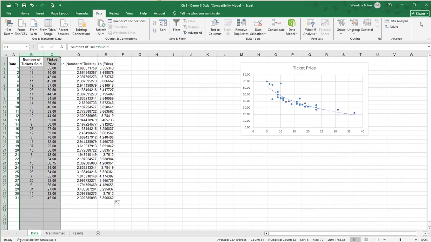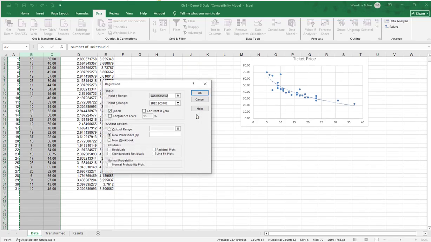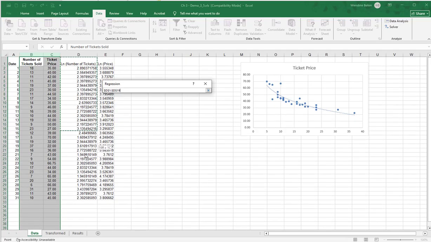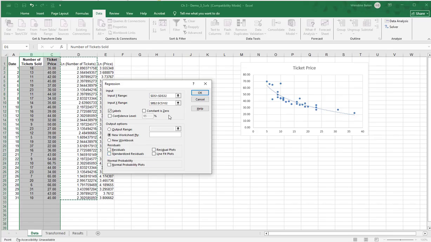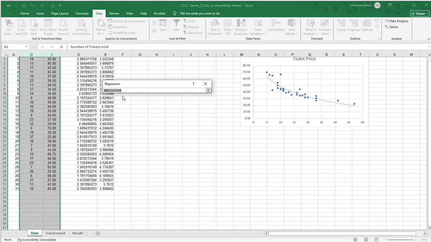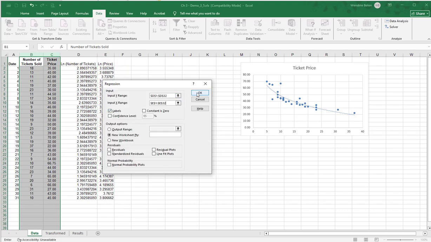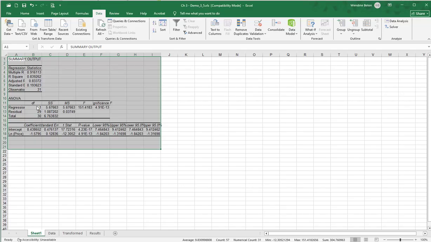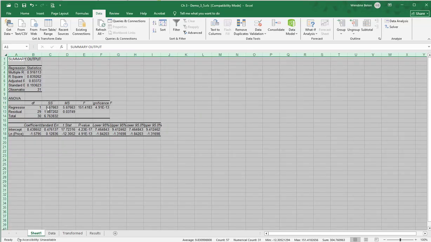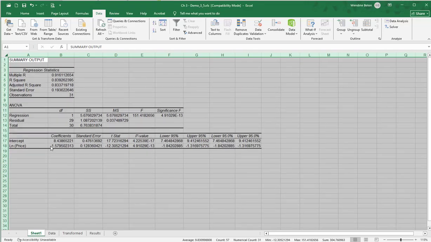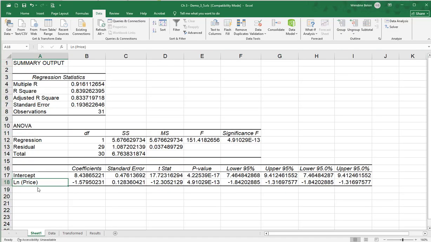So I'm going to go to data, data analysis, regression. I want to pull in my number of tickets as my dependent variable and my ticket price as my independent variable. And that's all I need to do. Hit OK, and I'm going to get my regression output. Now the regression output here is going to look a little bit different. We've got natural log in here. Well, that's because we changed the name of the price. We want to put those labels in there.